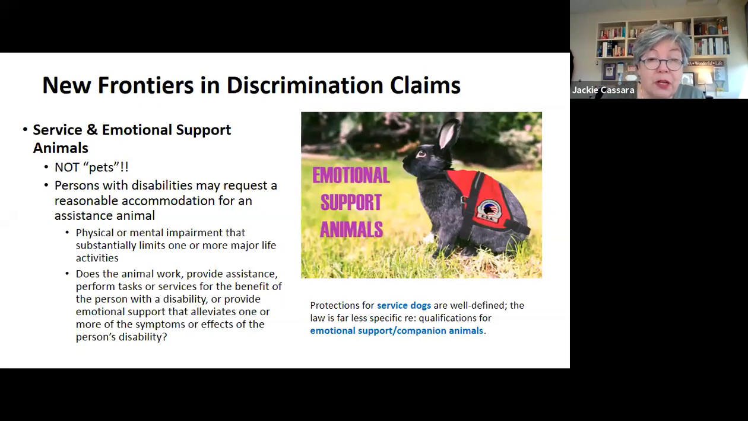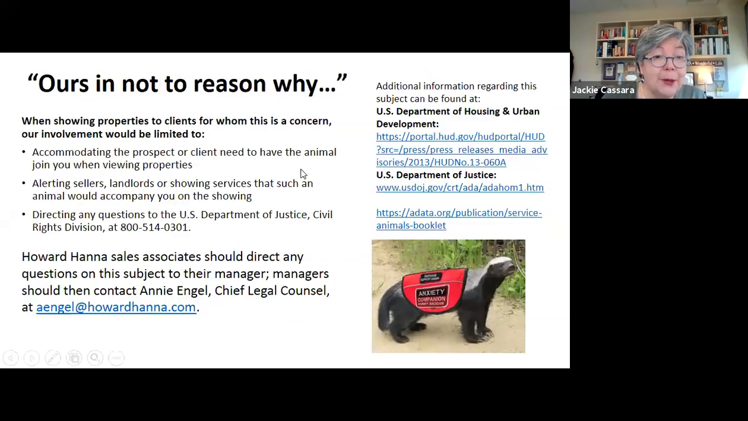But if we look at the next page, we find out that ours is not to reason why. That was an old expression of my mother's. I think the saying went, ours is but to do or die.